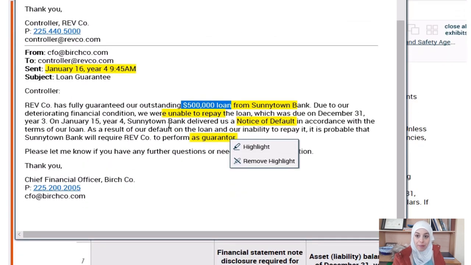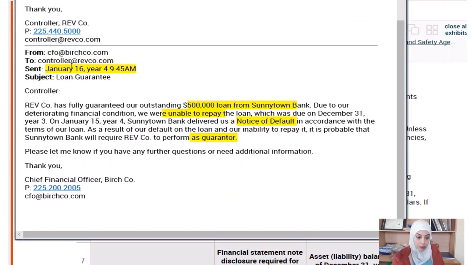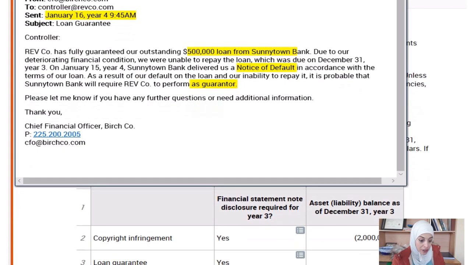Birch Company, the company whose loan RIF is guaranteeing, is not able to repay the loan back to the bank. So RIF Company is going to perform as a guarantor and repay the $500,000 to the bank. We must disclose the full liability of $500,000 as of December 31, because we got all this information before the issuance of the financial statements.